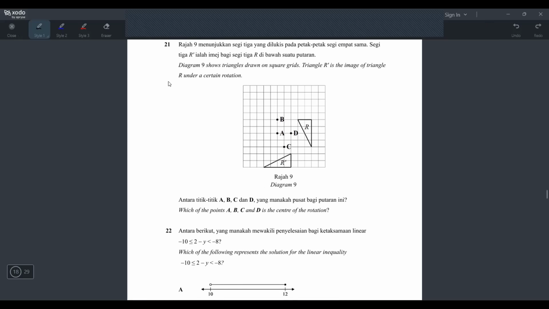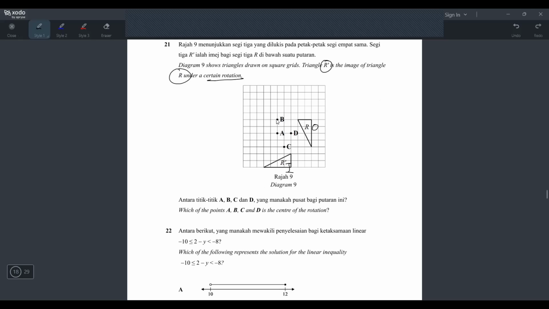Okay, 21. This is transformation. Diagram 9 shows triangles drawn on square grids. Triangle R prime is the image of triangle R under a certain rotation. If they say R prime is the image of R, it means R is the object and R prime is the image. Which of the points A, B, C, D is the center of rotation?